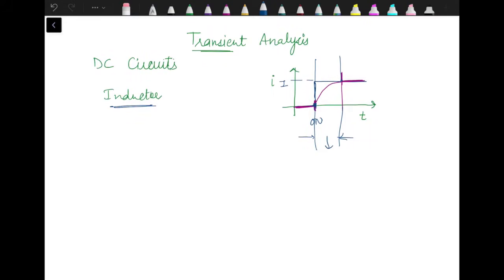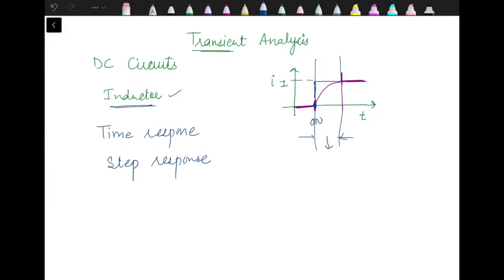Transient analysis is also known by other names, sometimes by time response, or it's also known as step response. So I have taken the example of inductor, to show how inductor plays its role when we have DC circuit.